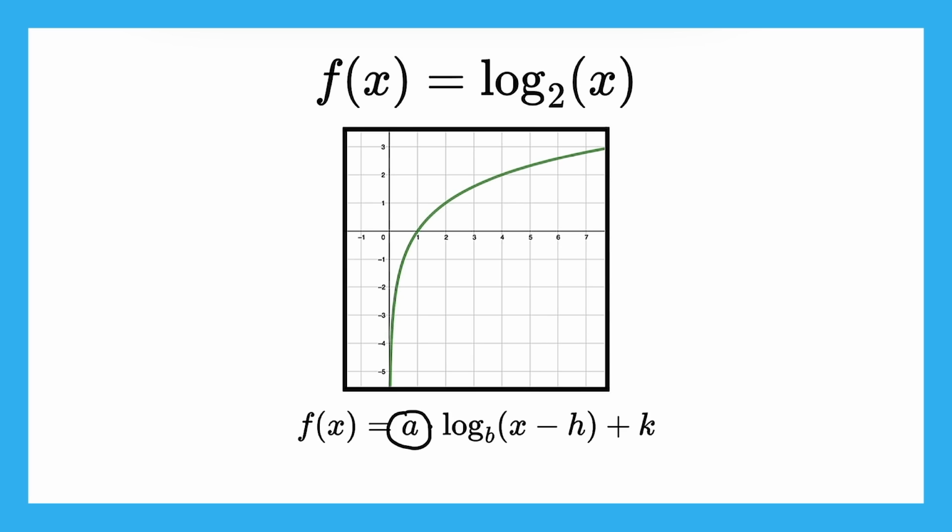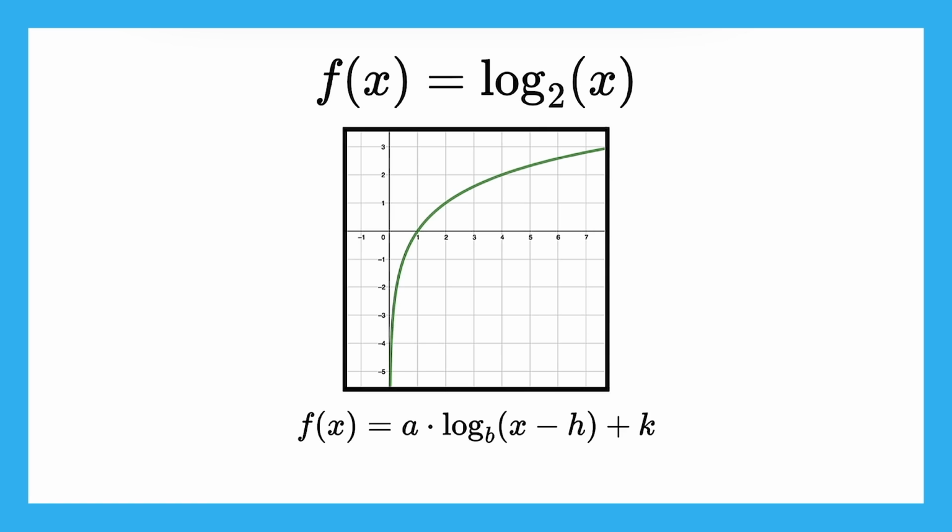Now, if a is more than 1 or less than -1, the graph will be vertically stretched. If a is between -1 and 1, the graph will be vertically compressed. However, for this lesson specifically, you will only see values for a that are 1 or -1.